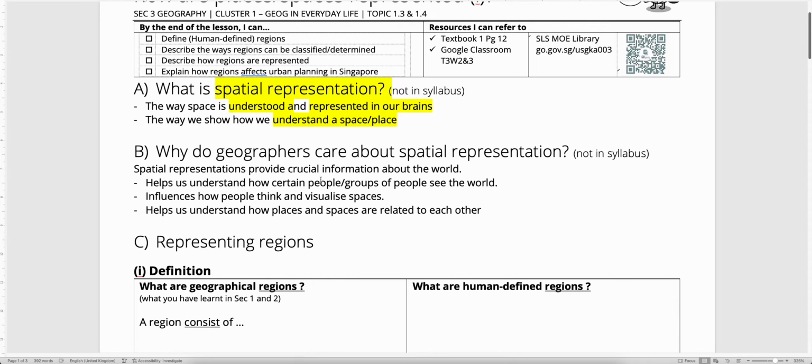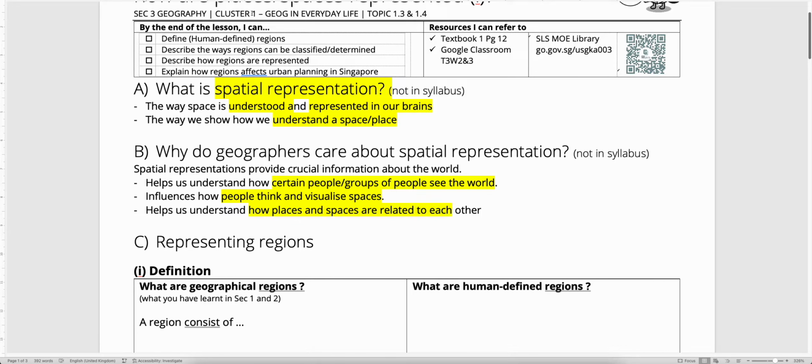Why do we study such things? It's because it helps us to understand how people see the world, and these representations can influence how people think about spaces, and help us understand how spaces are really related to each other. So we are looking at regions today, and then slowly we go a bit beyond syllabus to help you see, other than spatial hierarchy and synergy, how the concept of regions representing spaces, parts of Singapore as regions, actually affects how we plan the whole city, how we do urban planning.